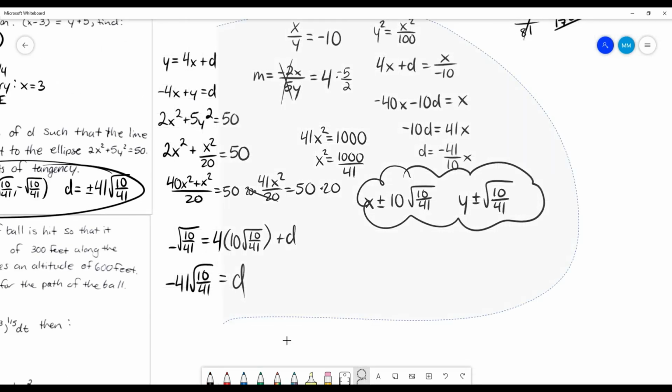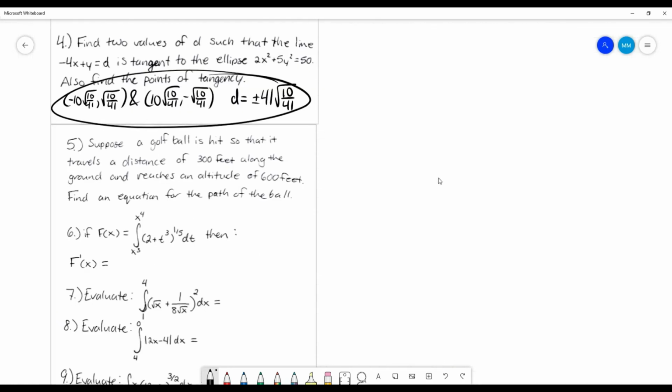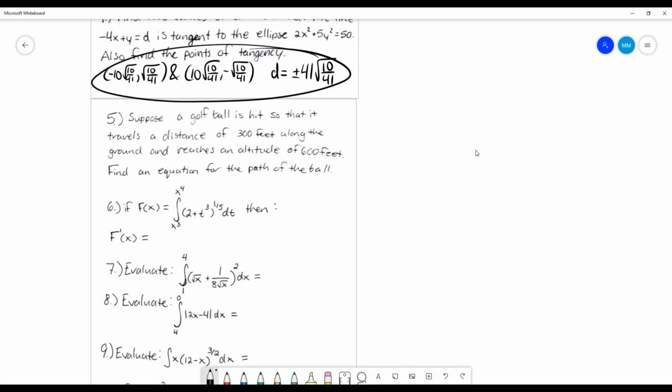I hope that was followable. Okay. Number 5 is an easier one. This one is just applying our understanding of parabolas. So it says, suppose a golf ball is hit so that it travels a distance of 300 feet along the ground and reaches an altitude of 600 feet. Find an equation for the path of the ball.